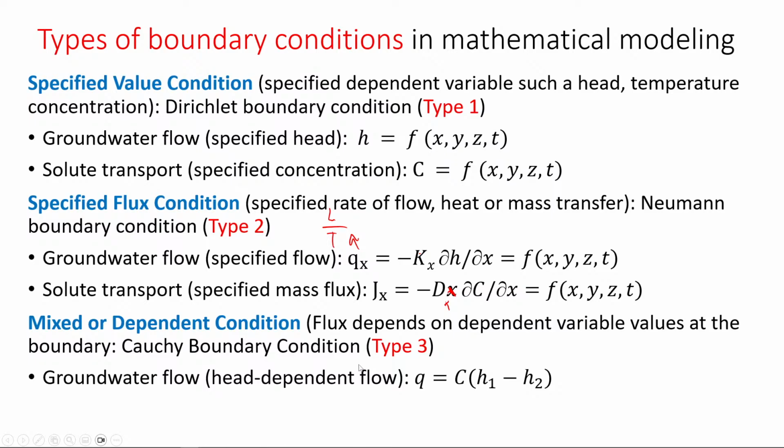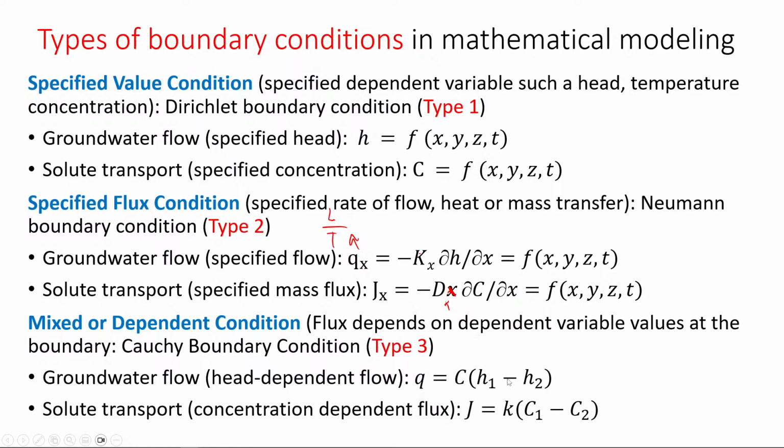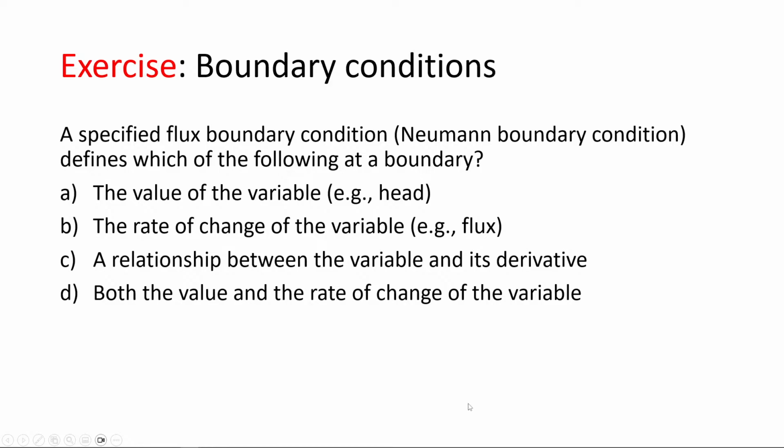So basically, I will say I have a head in my river and I have a head in my aquifer, and the flux, the amount of water that will flow from the river to the aquifer or from the aquifer to the river, will depend on the difference between these two heads. So you specify the head, and then the model will calculate this flux accordingly. For solute transport it is the same: concentration dependent.